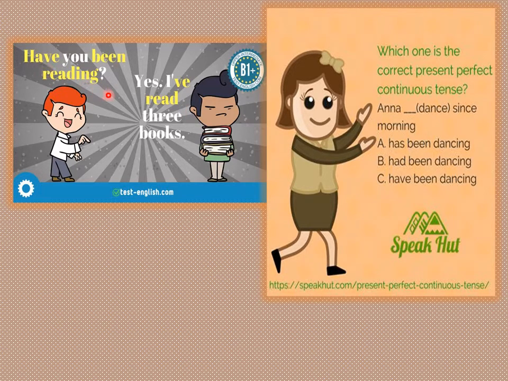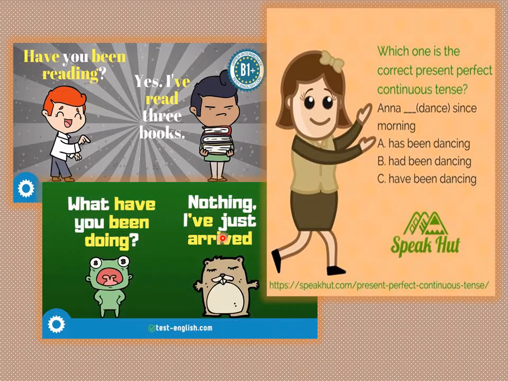have. Have you been reading? Yes, I've read 3 books. What have you been doing? Nothing. I've just arrived.